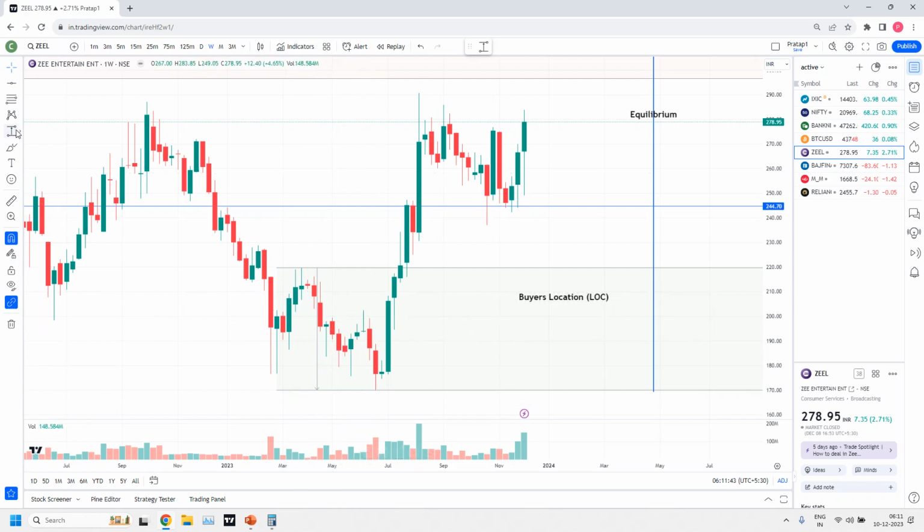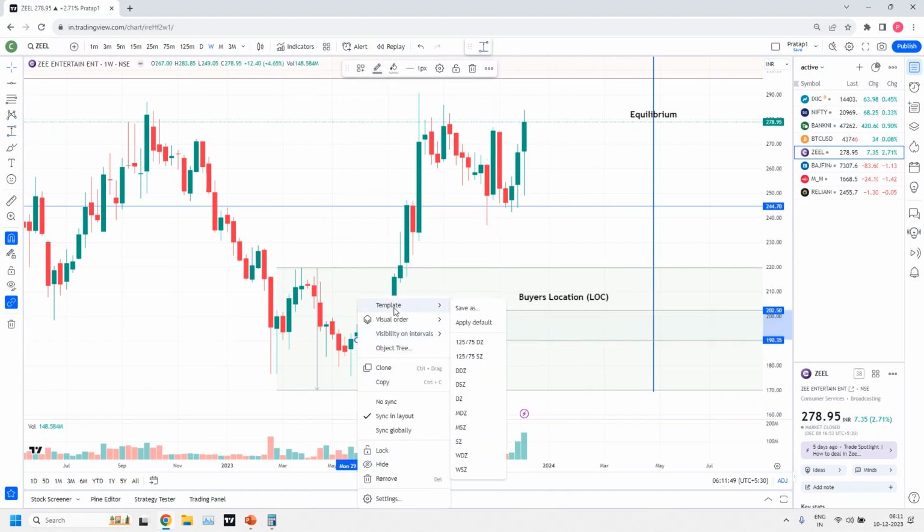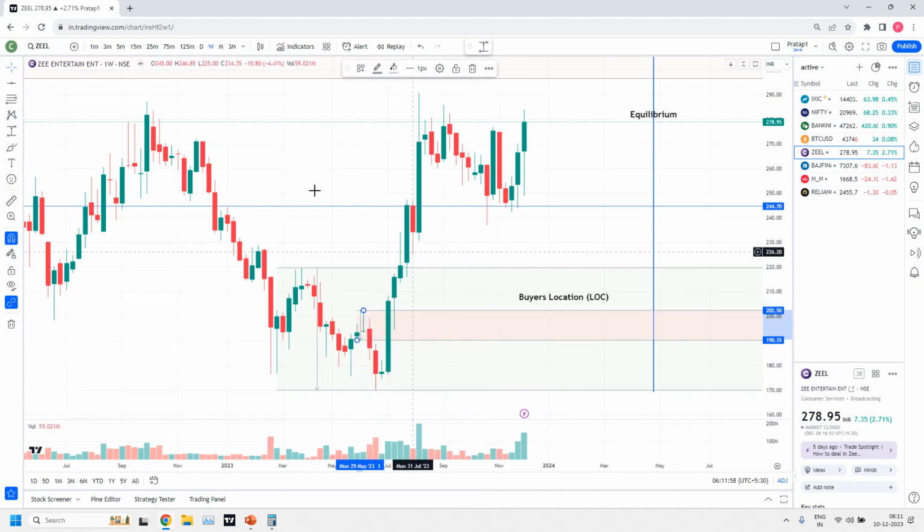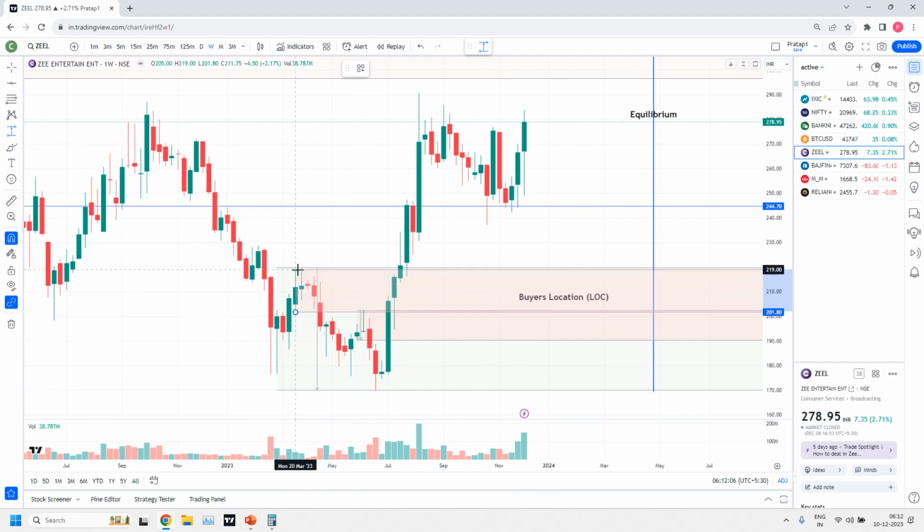So to bring clarity, let me draw the zones. This is a weekly supply zone. We are on the weekly time frame. So we have a weekly supply zone, and we have one more weekly supply zone. And we have one more weekly supply zone here.